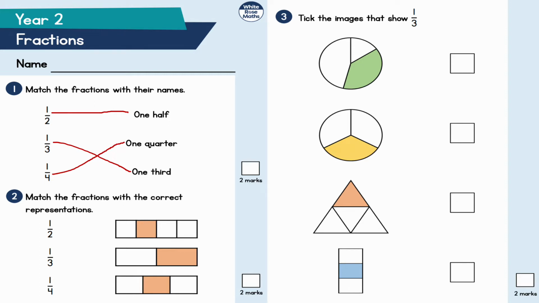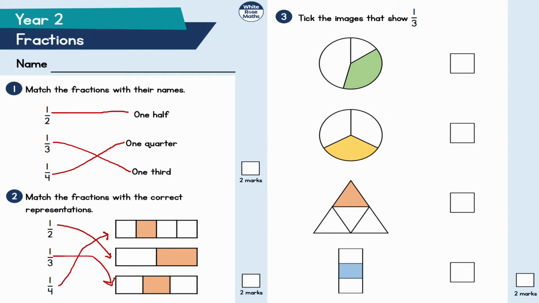This is question number 2. Match the fractions with the correct representations. A half is half of it. Imagine a whole one is 100%. A half is half of it. A third is 1 out of 3 boxes. And that leaves this one is 1 out of 4. Just do that again.